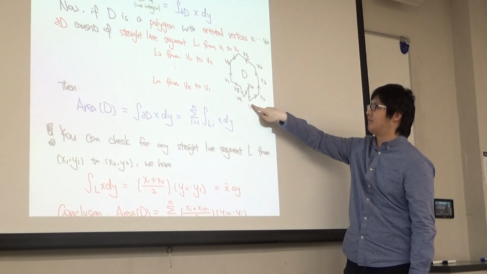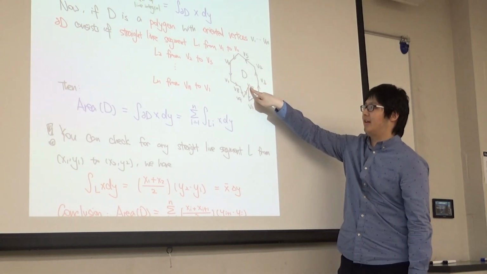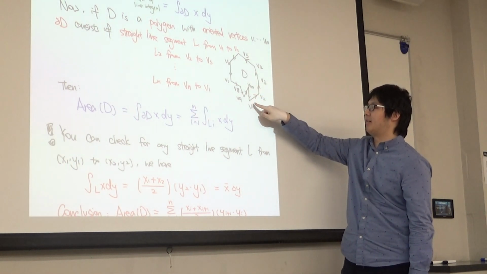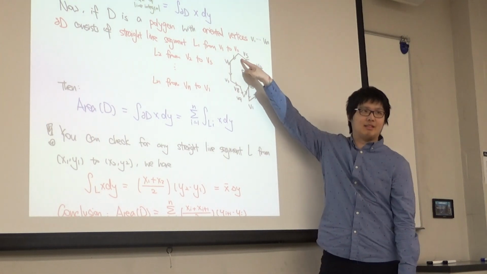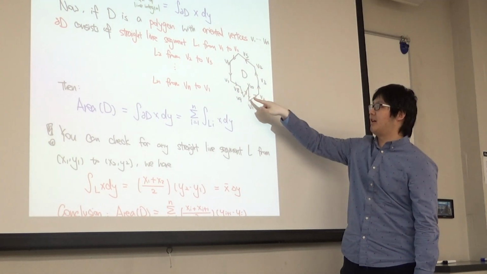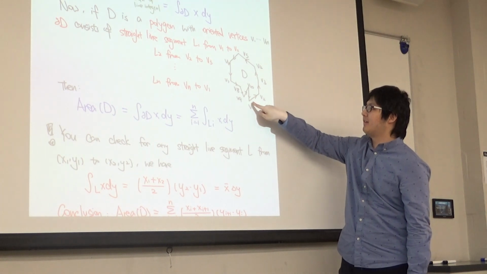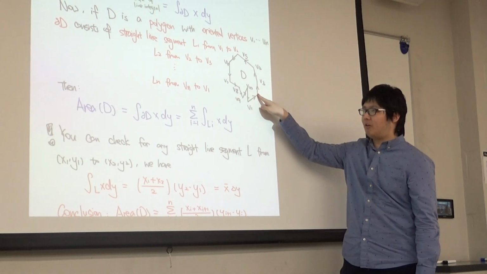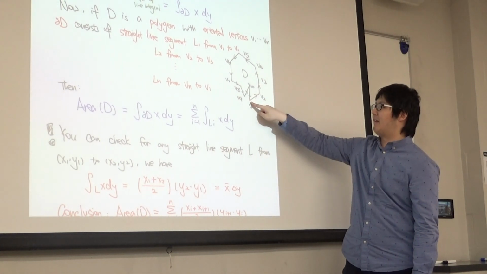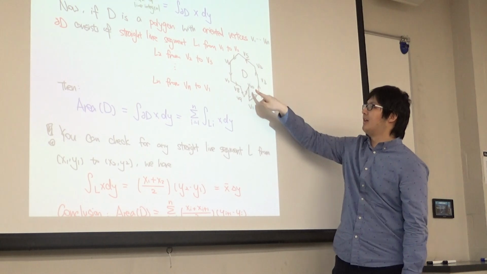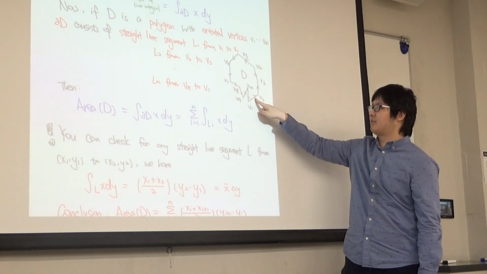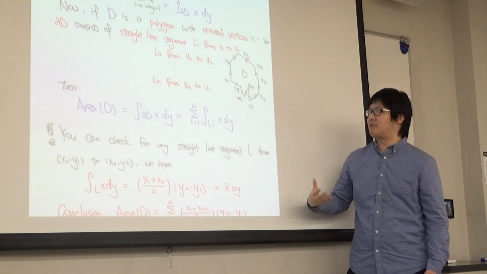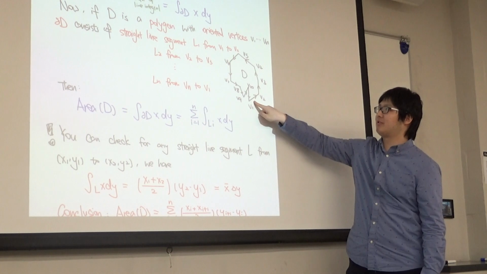So we have vertices v1, v2, v3, v4 to v10, and the boundary of this polygon is just the line segments joining these vertices. And we are assuming that the order in which we join these vertices follows the orientation we want, which means the region is on the left-hand side and the edge is on the right-hand side, as in this example here.